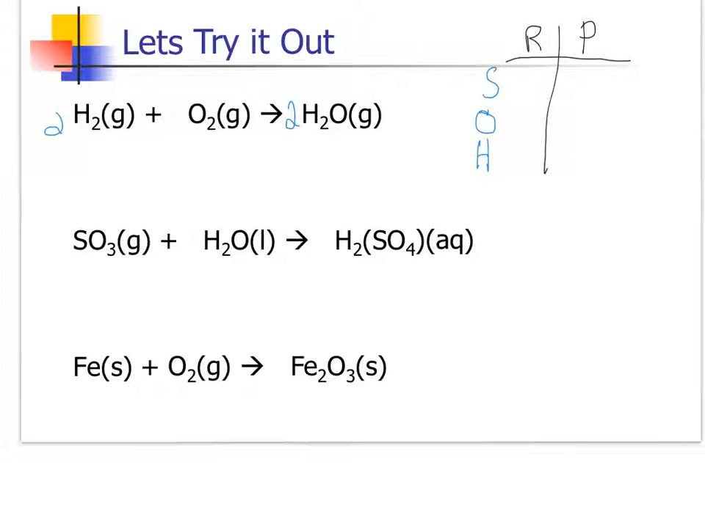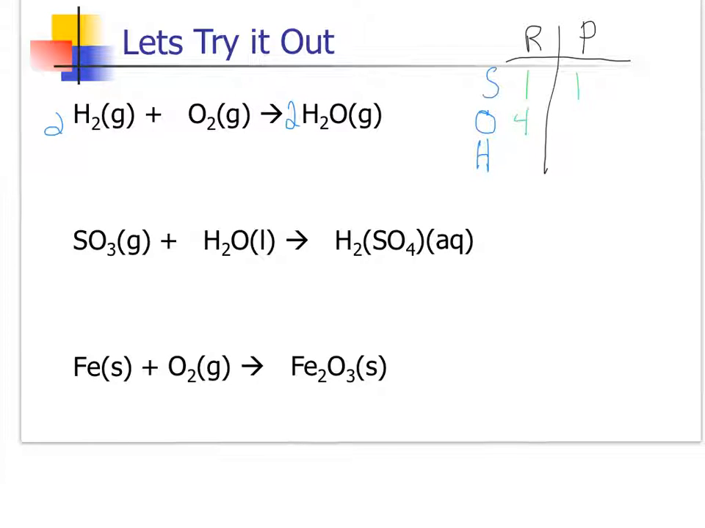SOH, so like geometry. Interesting. And so now we can see that we have sulfur is just 1, and it's also 1 on the other side. Oxygen, I have 3. And, oh, wait a second, caught myself. I don't have 3, I have 4. And I need to make sure that I have 3 here, 1 here. That will give me my 4 that I need.